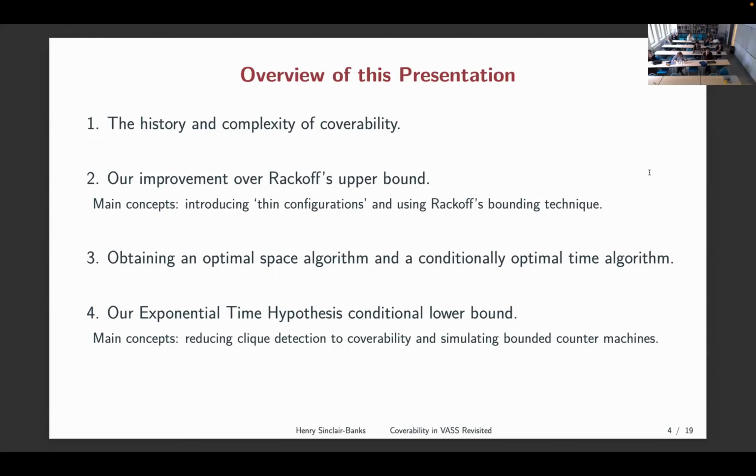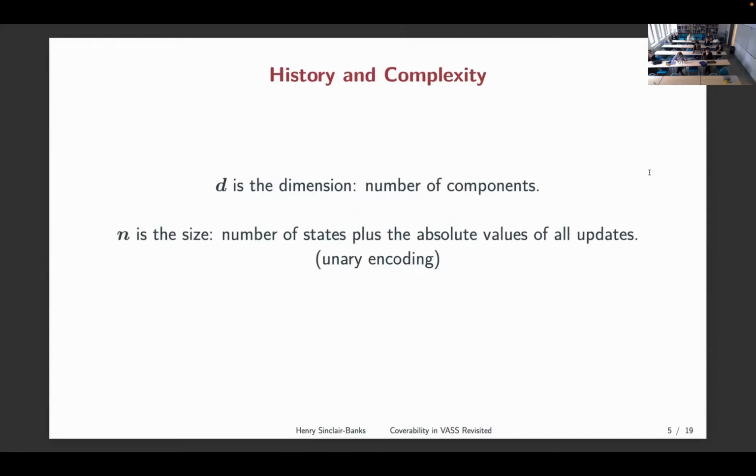Okay, so without further ado, a little bit on the history. I'm going to keep these two letters for the whole presentation, so don't forget. D is the dimension, and N is the size. We encode everything in unary. It turns out not to be important, but I won't focus on this today. It's not so critical for the presentation. To be really clear, this is the number of states plus the absolute value of every update that you have in your system, right? Just writing it all down in unary.